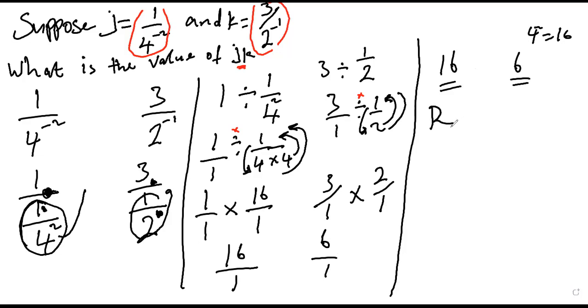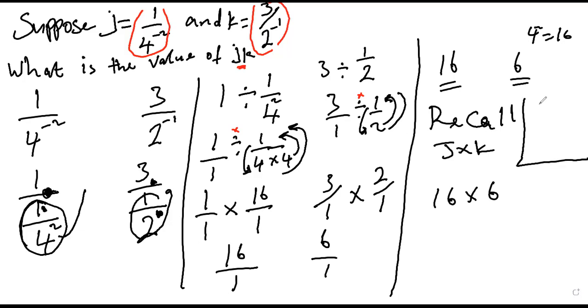So recall that, what is J times K? To attain that, we're going to be having what? 16 times 6. 16 times 6 will give us something. Does anybody have a calculator here? 16 times 6, let me look for where to do that. We're going to be having 16, we're going to be having 6.